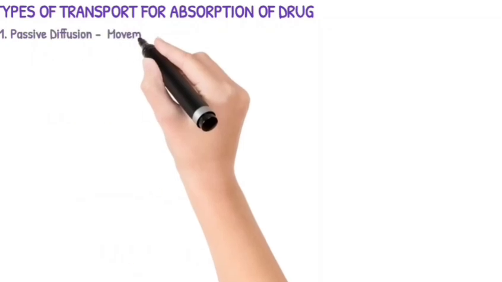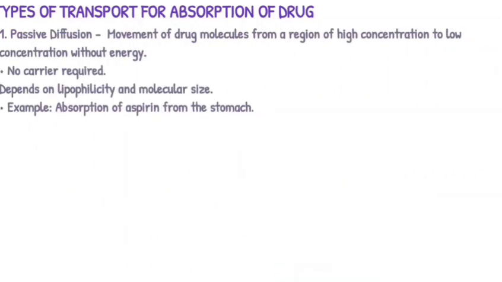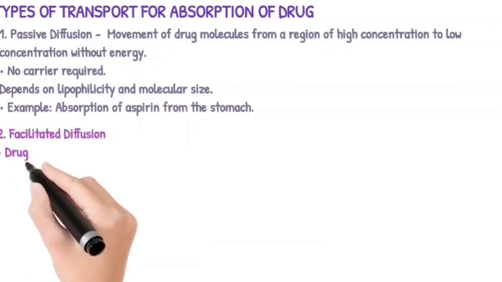Types of transport for absorption of drug. 1. Passive diffusion. Movement of drug molecules from a region of high concentration to low concentration without energy. No carrier required. Depends on lipophilicity and molecular size. Example, absorption of aspirin from the stomach.